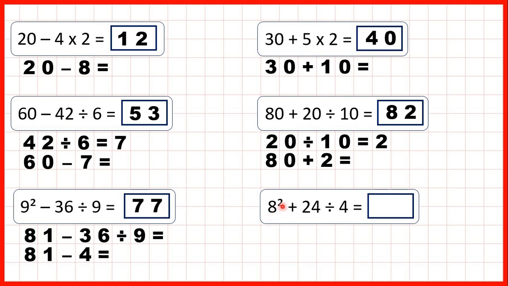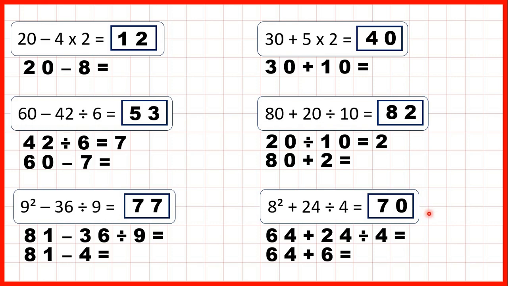Finally, we have 8 squared plus 24 divided by 4. 8 squared means 8 times 8, and that's 64. So we have 64 plus 24 divided by 4, because we do squares or cubes first, and then we do other operations. Now we have addition and division, but remember, we leave the easy stuff to the end, so we need to work out the division first. 24 divided by 4 is 6, so now we have 64 plus 6, that gives us 70 as our answer.